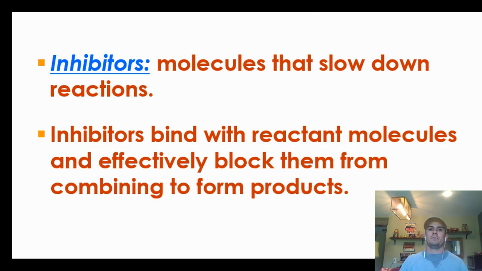So an inhibitor makes it so that molecules or the reactions slow down. They don't happen as quickly. An inhibitor is just something that blocks that chemical reaction from happening.